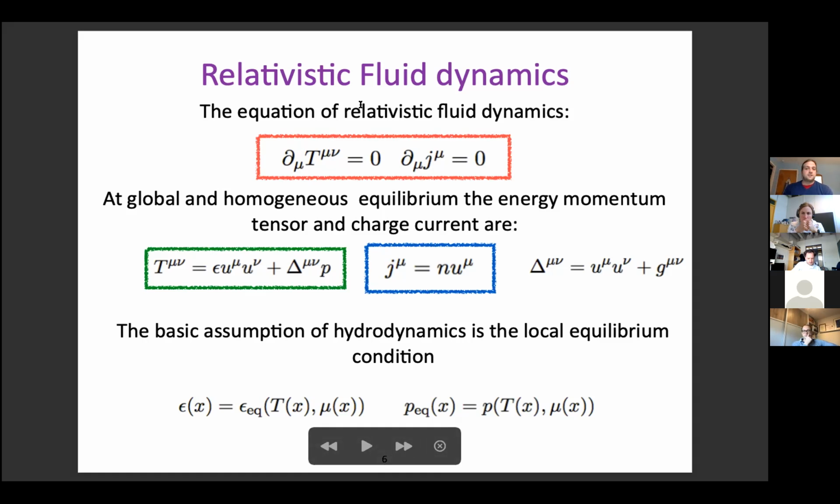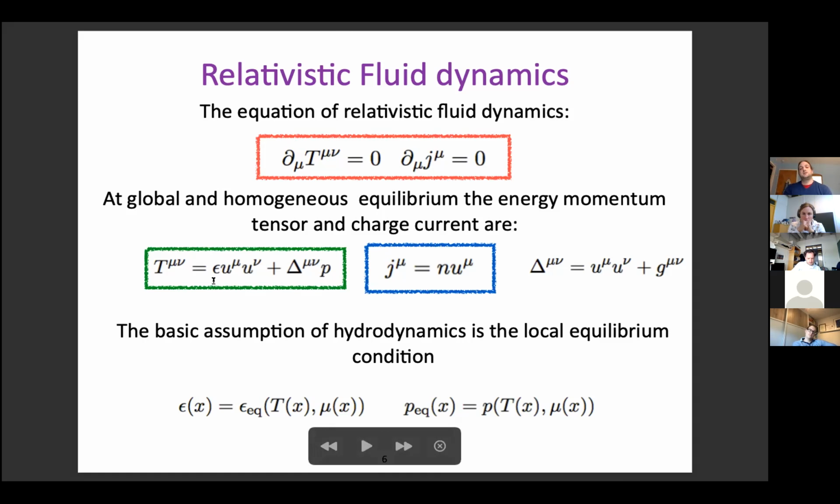Then, in principle, one can also consider a current, for example the baryon number current, which is also a current with zero divergence. These are the equations of motion of our system. At global homogeneous equilibrium, this energy momentum tensor has the well-known form with the energy density and the pressure, and u mu is the four-velocity of the system. This is so-called ideal hydrodynamics.